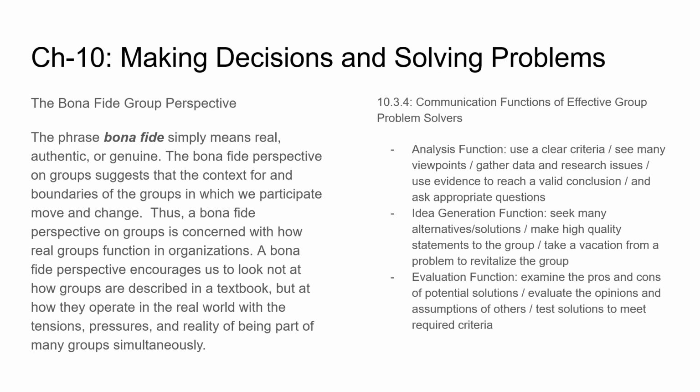So the idea generation function, this is where you seek many alternatives and solutions. So brainstorming is really good for this. You make high quality statements to the group because you're knowledgeable, you've done your background research, you understand what's going on, so you can then generate the ideas. Because if you don't know what we're talking about, no way you're going to generate ideas. And then take a vacation from the problem to revitalize the group, because we need to take breaks. That's just the human mind, right? Because a lot of intense focus can get really tunnel vision sometimes.